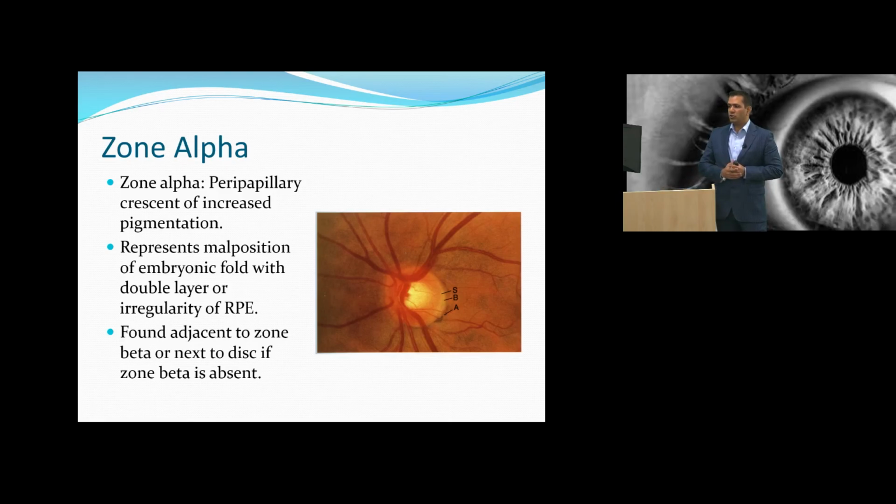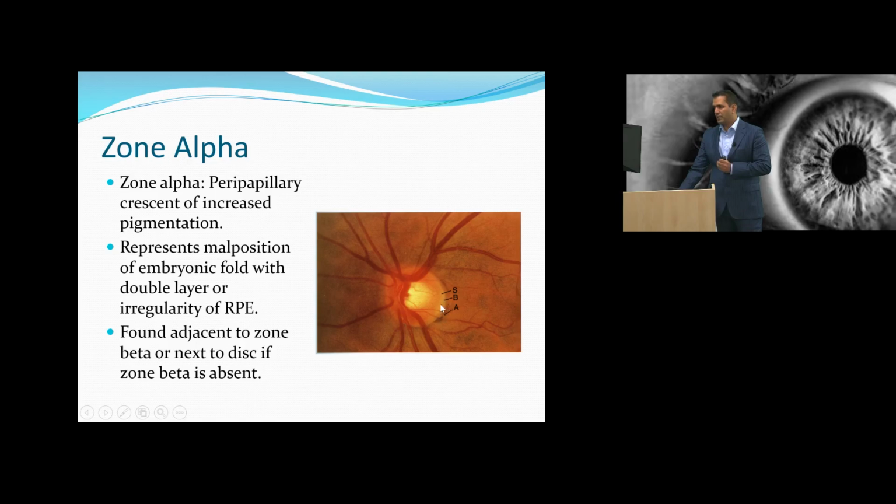When you go to zone alpha, it's the peripapillary crescent region that has increased pigmentation. It represents a malposition of the embryonic fold with a little bit of irregularity and a double layer of RPE, hence the more pigment. Now, zone alpha is found adjacent to zone beta, and if zone beta is not present, then zone alpha is touching the scleral lip. In this case, you can see it's marked with A. That is zone alpha, the pigmented region.